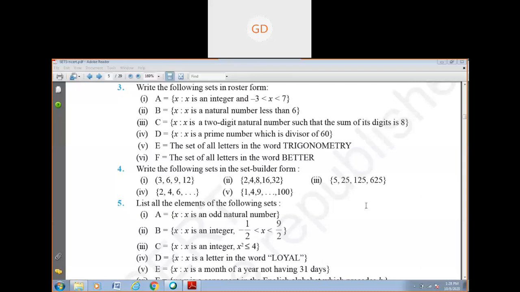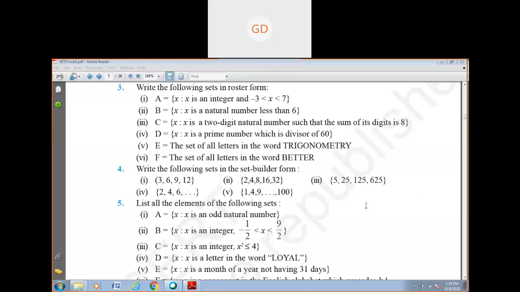Here in question number 4, the sets were given in tabular form or set builder form, and we have written them in set builder form. Number 5, list all the elements of the following sets. List means we have to write the elements, so definitely it is again tabular form or roster form. We have to express the elements within second bracket using commas. Simply you can think of it as roster form.